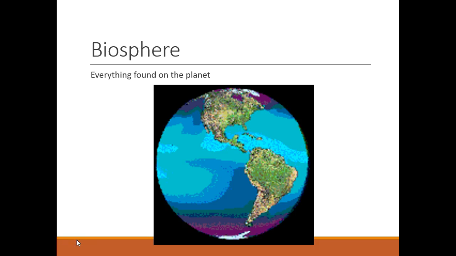The biosphere is our largest level of organization found within ecology. The biosphere is everything found on the planet. So if we go into outer space and look down at the Earth, kind of like what we're doing in this picture, everything that you see is part of the biosphere. So it's very, very, very large.